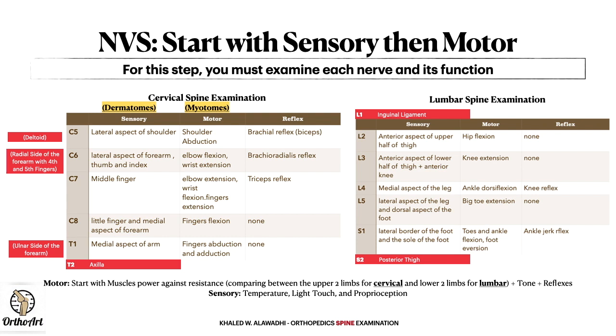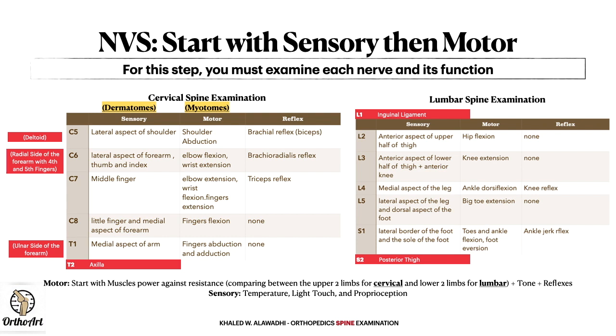And for the motor function, you do a shoulder abduction. So you ask the patient to do it against resistance, as you do in neurological examination in medicine. So ask the patient to do abduction against resistance. And then you do a reflex, the brachial reflex, which is biceps. Another example is C6, which is the lateral aspect of the forearm and the thumb and the index. For the motor, ask the patient to do elbow flexion and wrist extension.